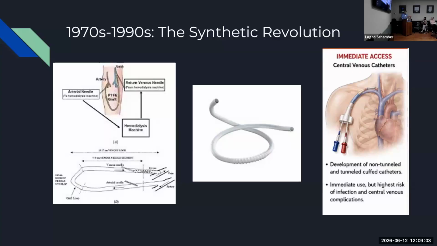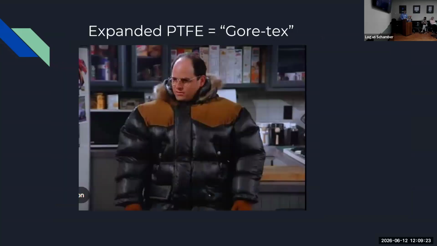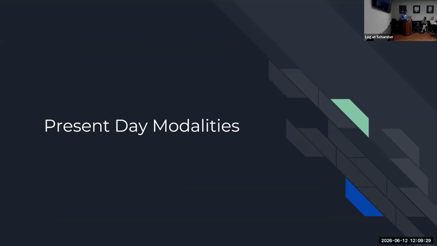The field further advanced to then the availability of central venous catheters, which came during the 80s. But the benefits of using polytetrafluoroethylene was that it was chemically inert, it was less thrombogenic, and then it was more durable, flexible, but also had a micropore structure to allow for tissue ingrowth replacement. And for those of you that may not know what expanded PTFE is, it's Gore-Tex. So that was the major advancement that came during that time. So that brings us to today.